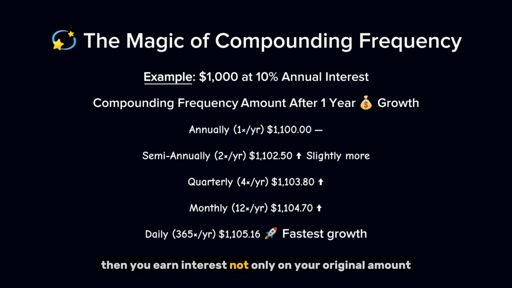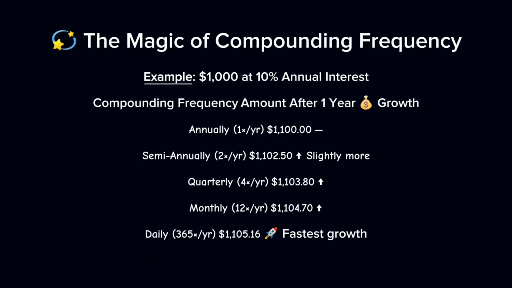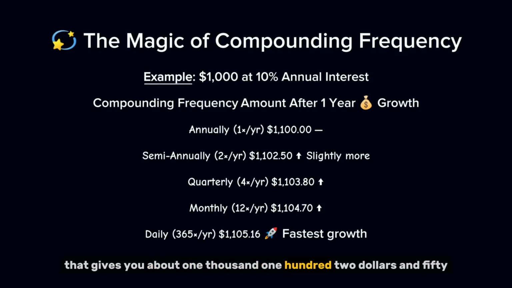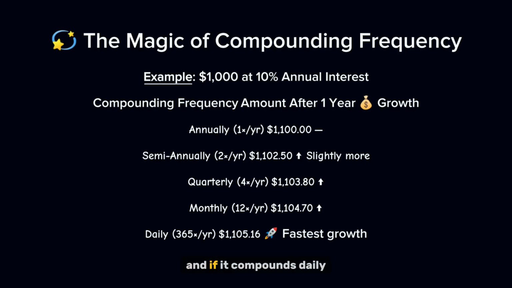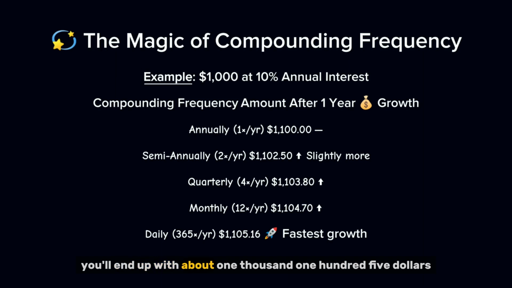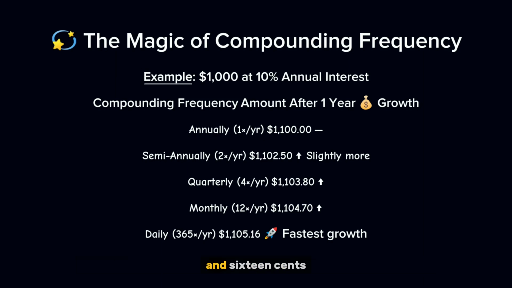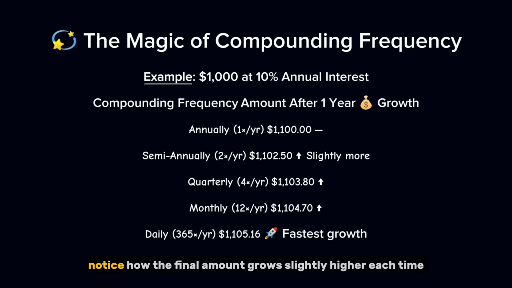Simple enough. But what if it compounds twice a year, every 6 months? Then you earn interest not only on your original amount, but also on the first half year's interest. That gives you about $1,102.50. If it compounds quarterly, the total becomes around $1,103.80. Monthly, $1,104.70. And if it compounds daily, you'll end up with about $1,105.16.